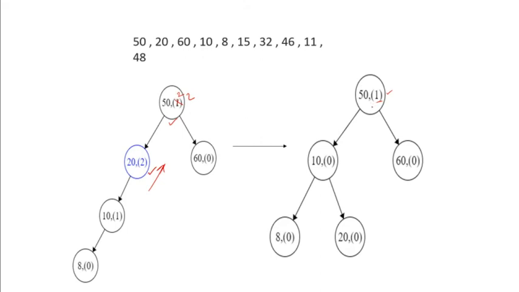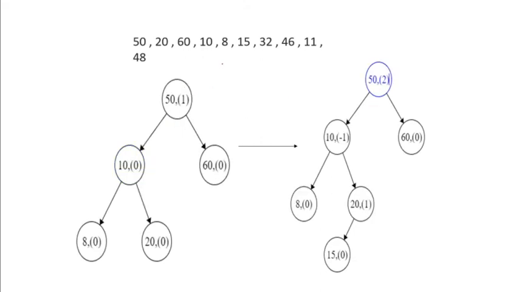Right. Next, I am trying to insert one more node. What is that node? After 8, 15. So I wanted to insert 15. 15 will be in between 10 and 20, so it will be the left child of 20. Look at the balance factors here now. 15, 20, 10, 50: balance factors 0, 1, minus 1 and 2. And 60. So the balance factor is 2. So there is an imbalance which occurred here.